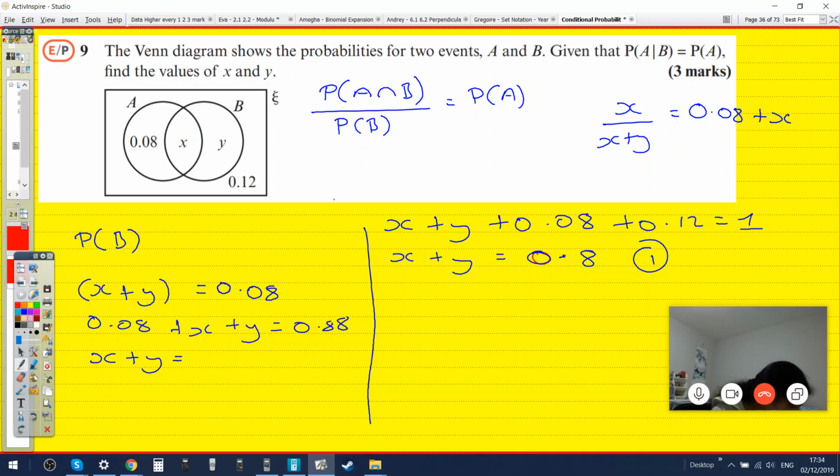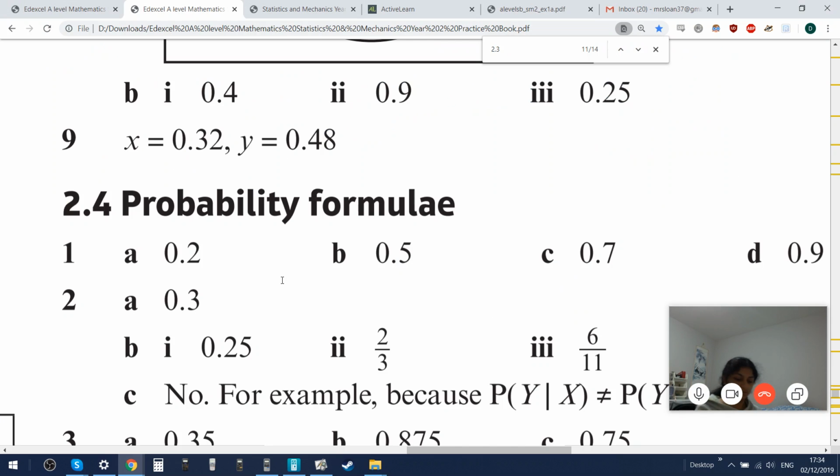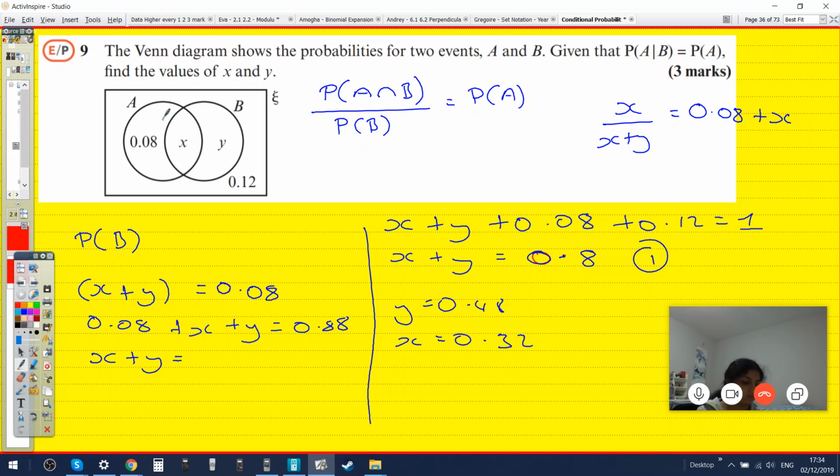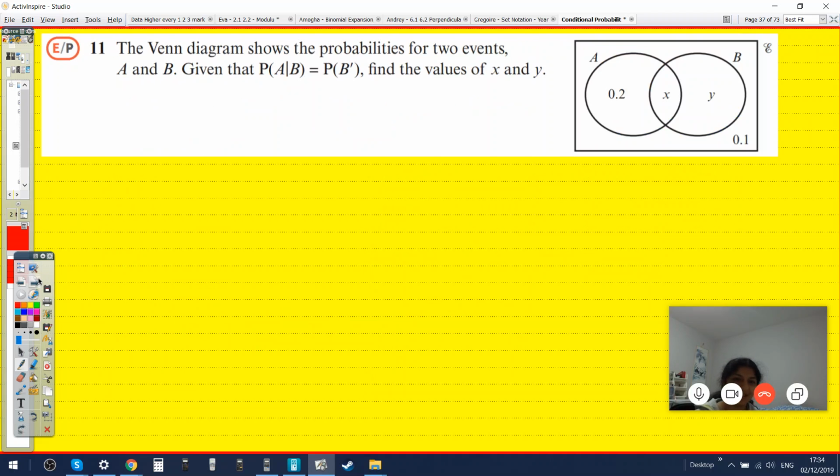I got Y is equal to 0.48 and X is equal to 0.32. Looks good. And there we go. 0.32, 0.48. So Grant, that was just a little thing. Everyone forgets that A is both regions, B is both regions. Any questions there? No, I think with this question, once you figure out how to do it, then it's okay.